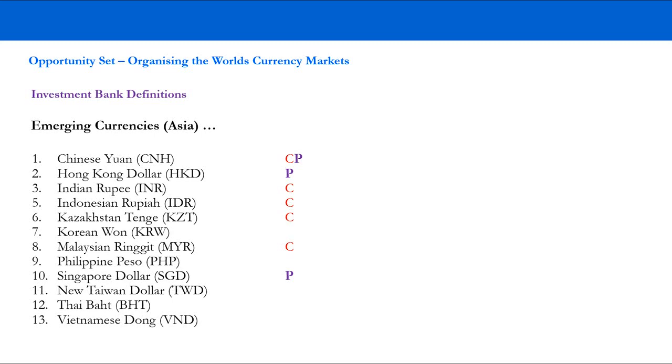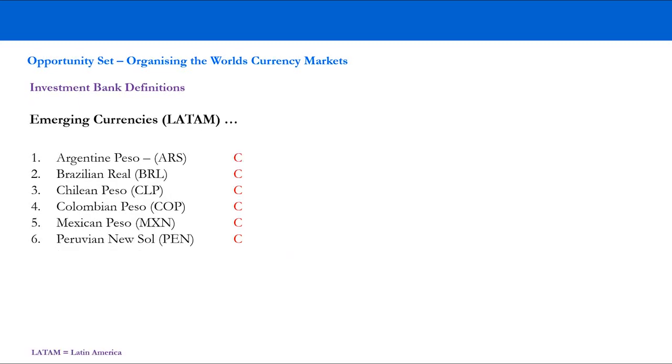So when we move into Asia, we see that we have a large list again of emerging currencies in Asia, and a whole bunch of them have got dependency on commodities. And we also have a few of them, so the Chinese yuan, the Hong Kong dollar, and the Singapore dollar. These currencies are pegged regimes similar to GCC. And pegged regimes do have different nuances. We're going to look at those in more detail in video number 2.